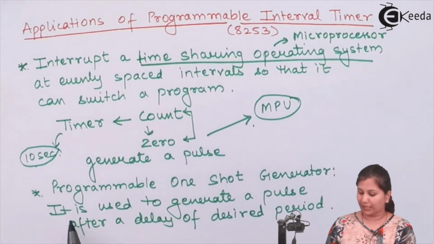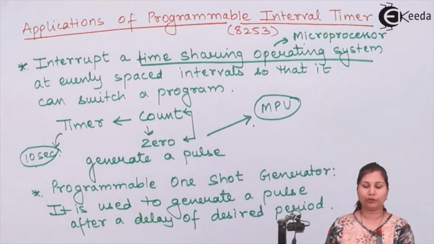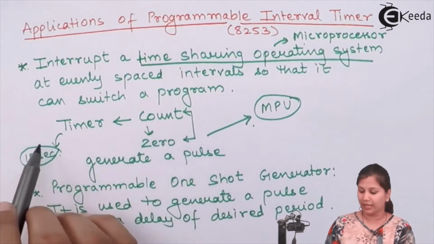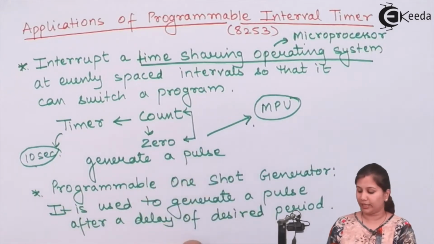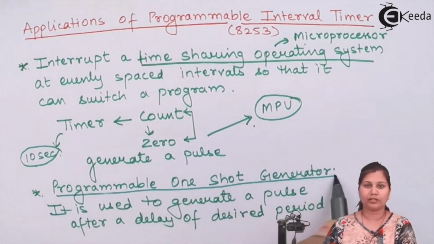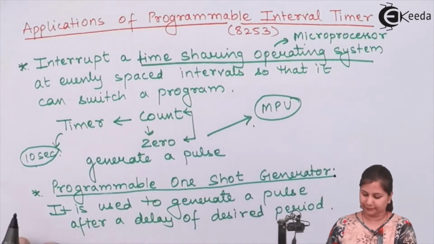So that is why I have written here that it is used to generate a pulse after a delay of desired period. Whatever delay period you want, you can load the equivalent count into the timer, and then after this count has become 0, that pulse will be generated. That is why we can use this as a programmable one-shot generator. One shot is used for one pulse.